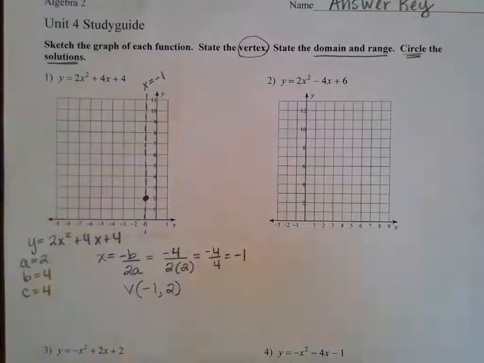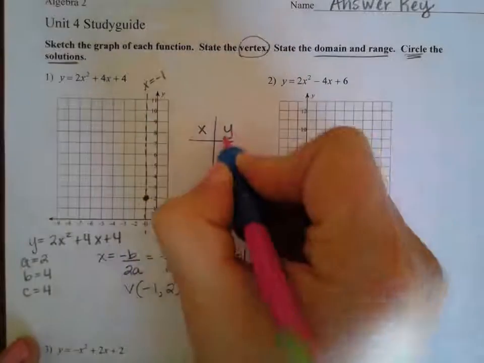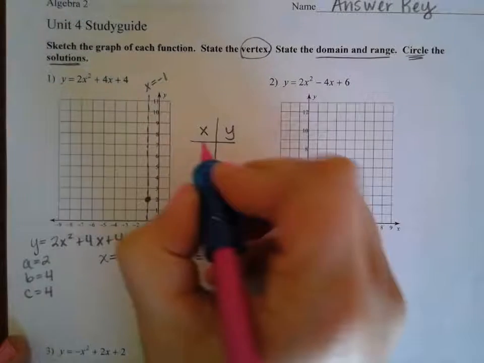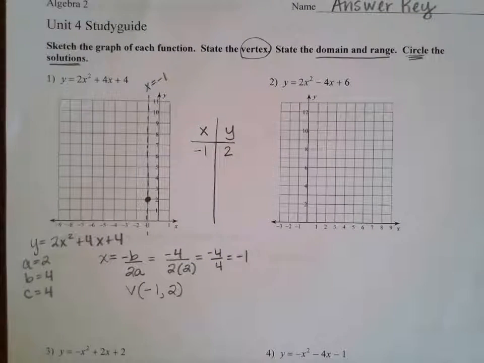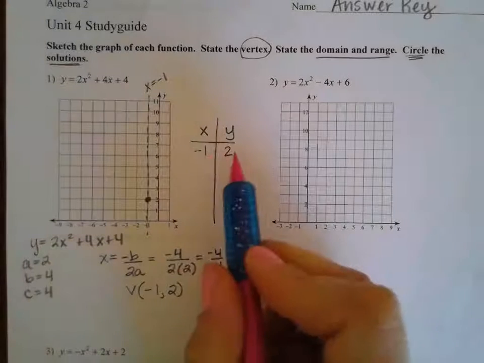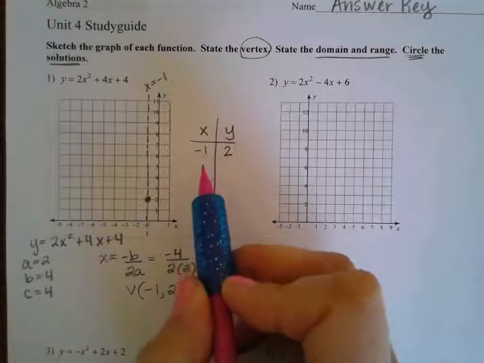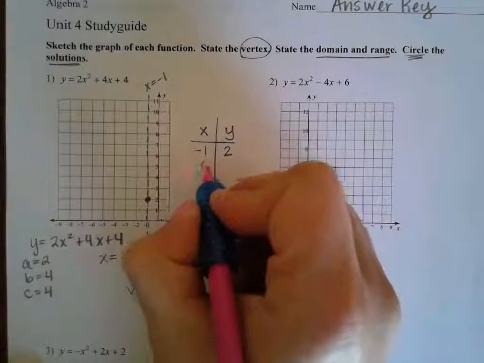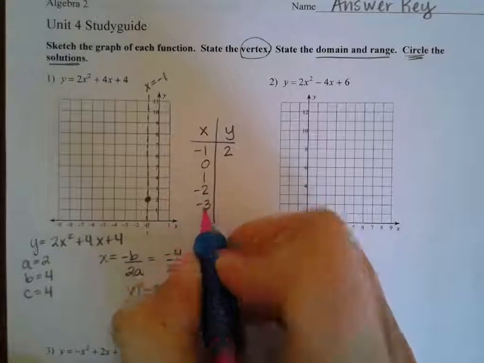Now, I need to do an x and y chart. So, through talking to people in class, I've noticed that if I put my vertex on my XY chart, that's a good place to get everybody started. So I would recommend putting that vertex on there. Now you need 2 numbers bigger than negative 1 and 2 numbers smaller than negative 1. So we could go 0 and 1, and then how about negative 2 and negative 3.